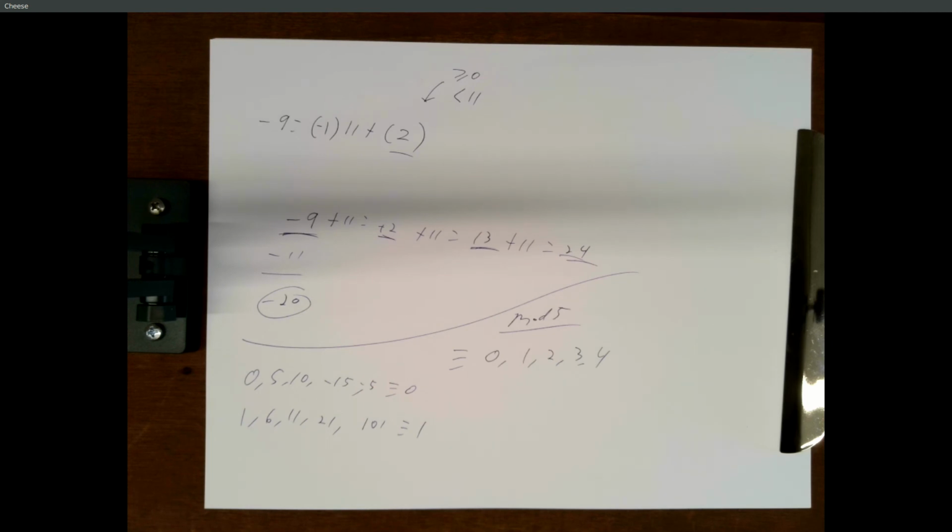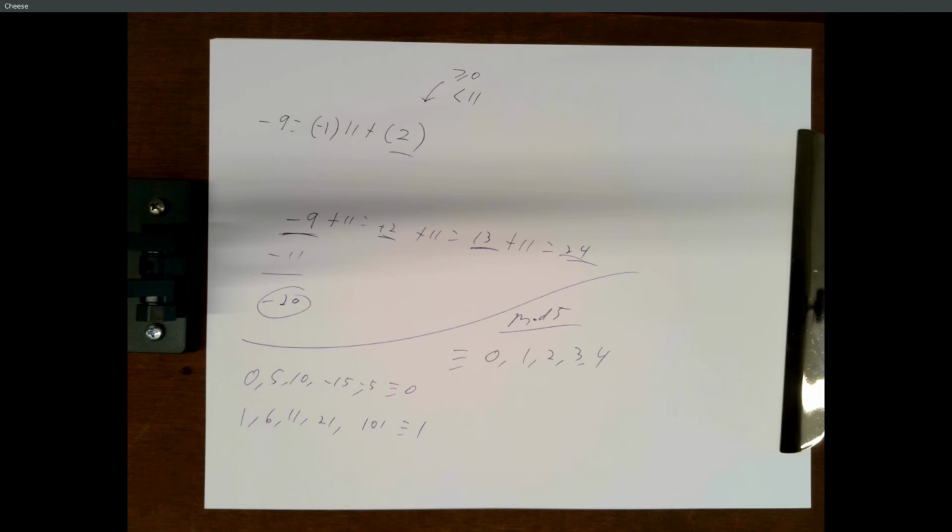Everything in this group is congruent to 0, it means it's a multiple of 5. Everything in this group is congruent to 4. It's 4 more than a multiple of 5. Everything in this group is congruent to 2. It's 2 more than a multiple of 5. And we take all our numbers, every possible integer, positive, negative, 0, goes into one of these 5 groups.